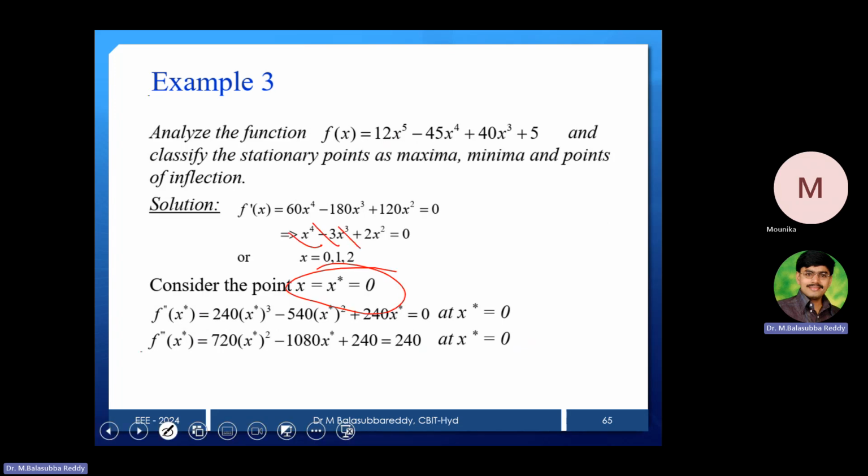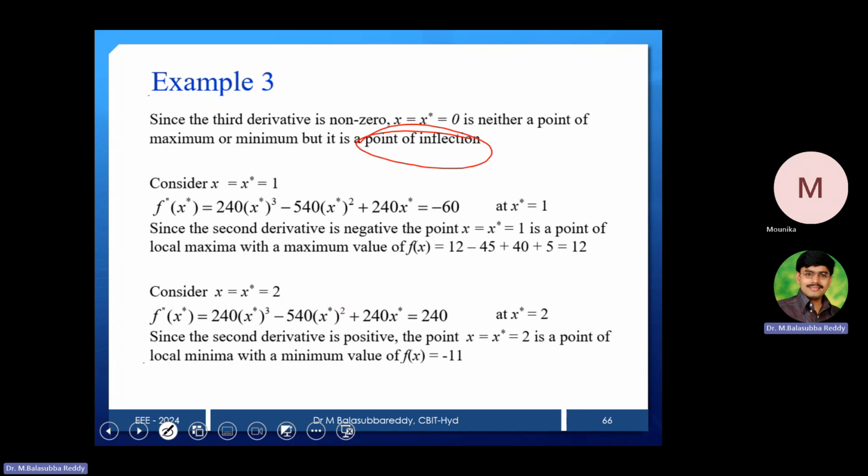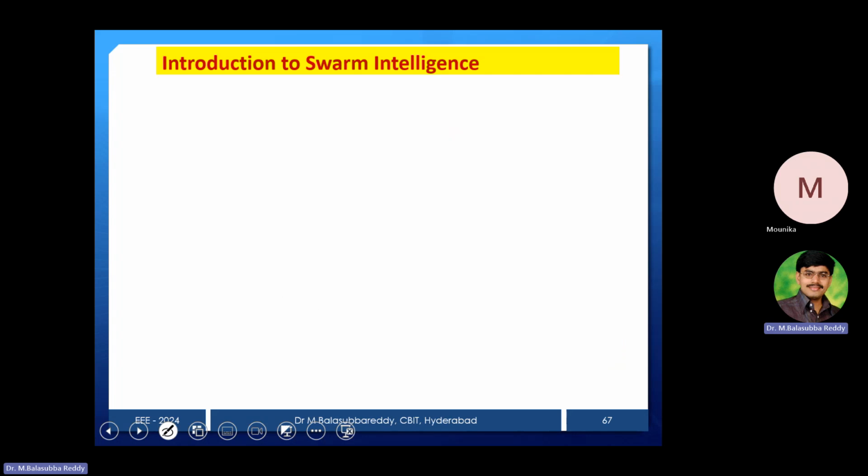It is all possible to identify whether the function value is a minimum or a maximum value or an inflection value, all these things we can identify. And we'll go for the next topic.